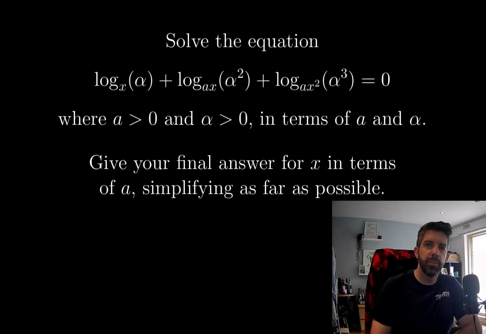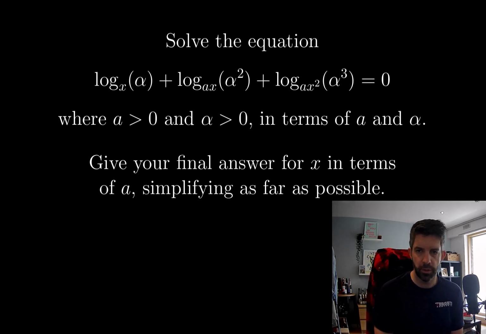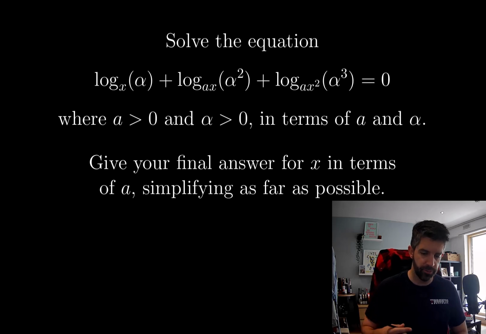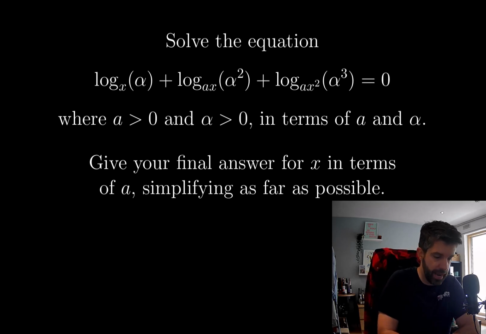Today's problem was submitted by a viewer, and it says, solve the equation log base x of alpha plus log base ax of alpha squared plus log base ax squared of alpha cubed is equal to 0, where a is greater than 0 and alpha is greater than 0. And I guess they want us to solve for x in terms of a and alpha and simplify as far as possible. Okay, we're solving for x.